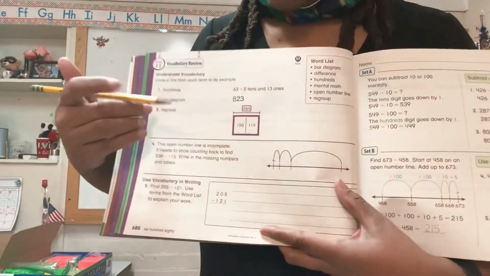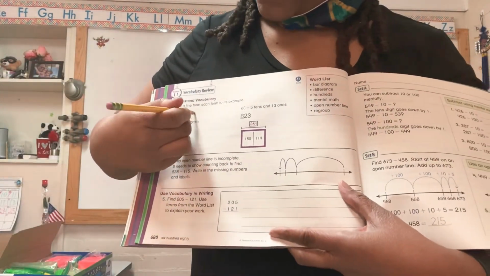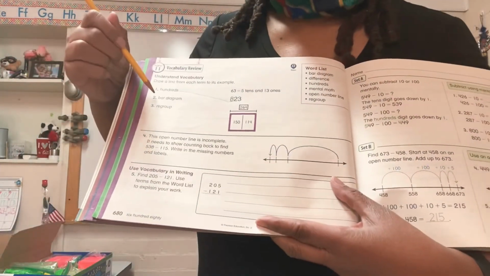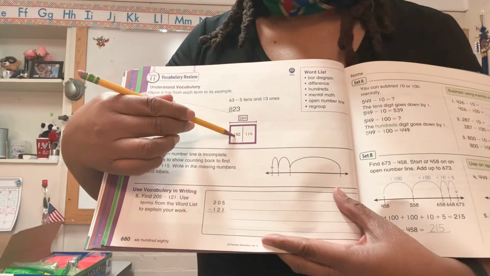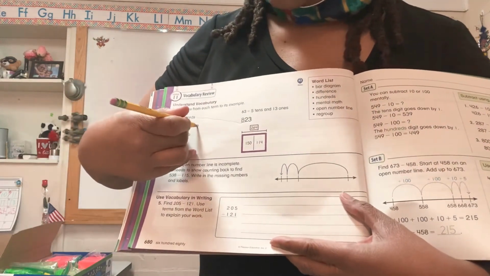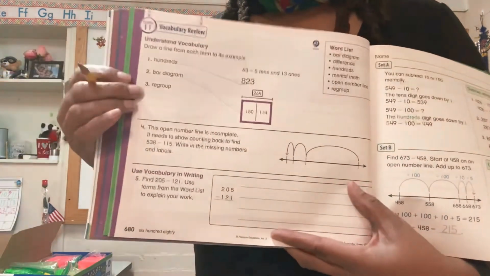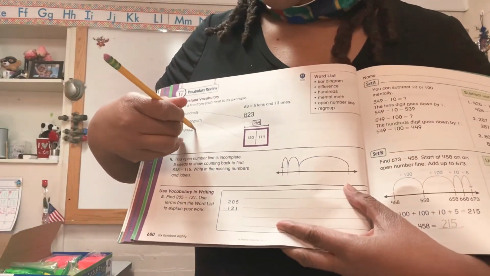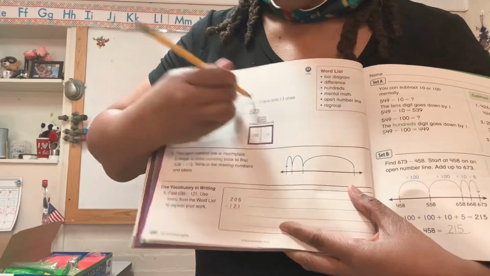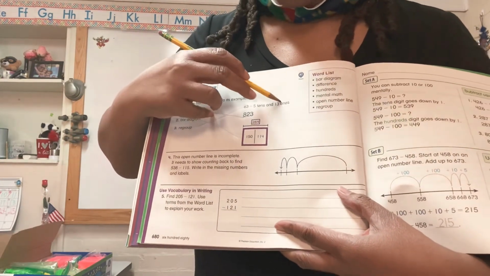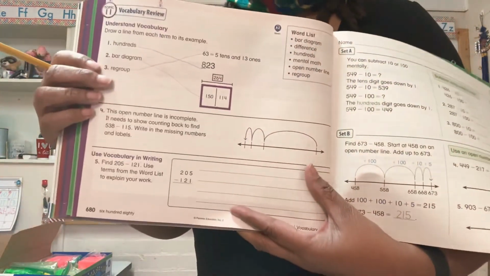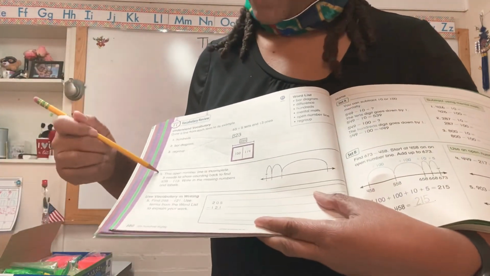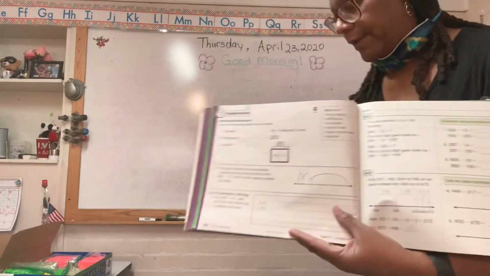Hundreds. Well, we know this is 800, so let's draw a line to that. And a bar diagram, well, it's a diagram with a bar, so that is that. And regrouping is when you take one from the tens place and put it in the ones place, right? You got it right, right? Okay, number 4. Let me move back.